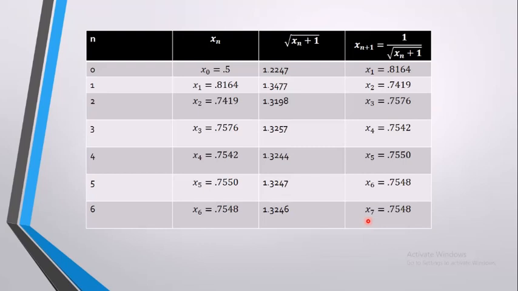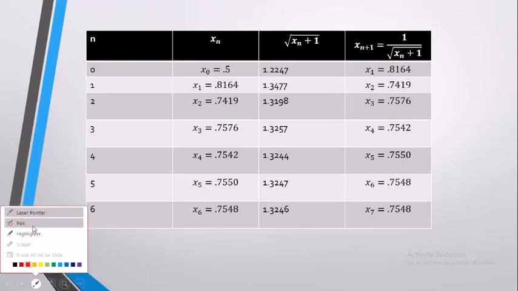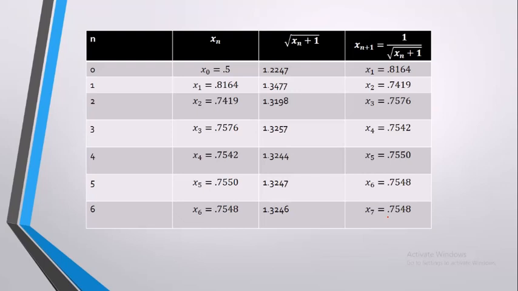So my condition is satisfied over here. x6 and x7 up to 3 decimal places are an equal value. So there I stop my iteration and come to the conclusion that 0.7548 is the root for the function that you were asked to solve.